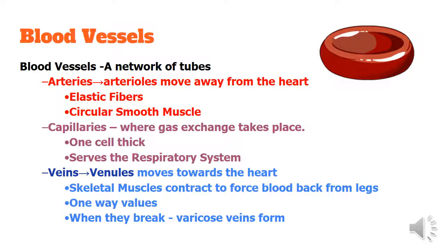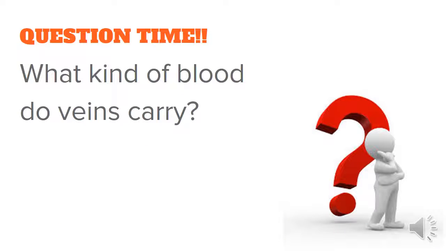The blood flows only one way, and that should say one-way valves here, so the blood can't flow backwards. When these valves break, that's when you'll get varicose veins forming. So what kind of blood do veins carry? Oxygenated or deoxygenated? Hopefully you said deoxygenated.